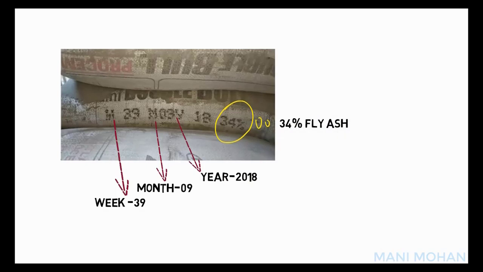The date has not been mentioned. So the manufacturing date, if you check on 39th week of 2018, we can make it out that cement manufacturing was between 24 September 2018 to 30th September 2018.